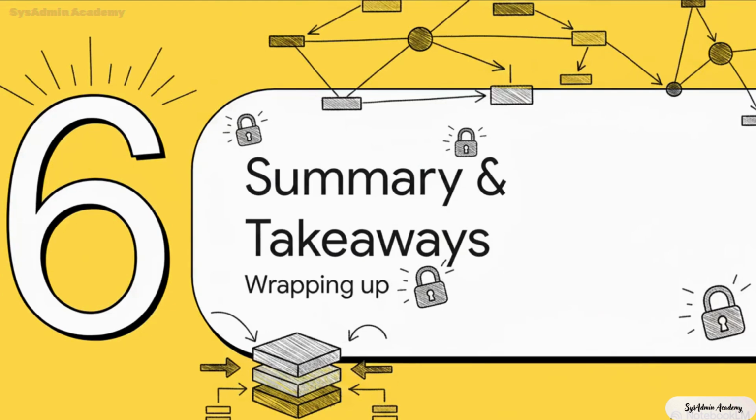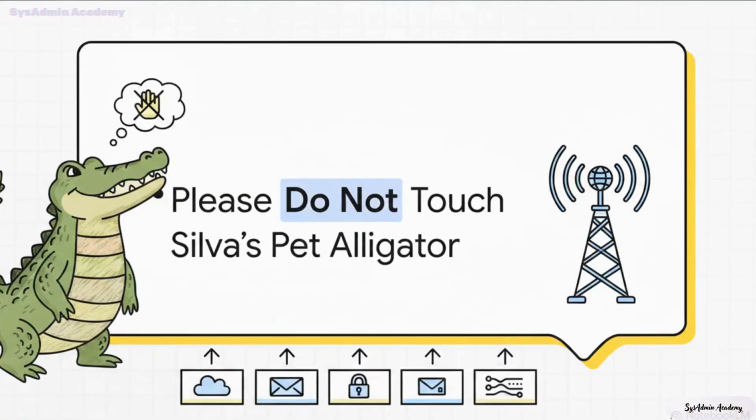Finally, Section 6, Summary and Takeaways. Let's wrap this all up. Our source material actually leaves us with a rather famous and, frankly, pretty fun mnemonic to help anchor these network layers in your memory. Please do not touch Silva's pet alligator. Now, while our specific walkthrough today focused on a 5-layer model, this classic memory hook is used by IT students all over the world to remember the flow of data architectures. It's a great reminder that no matter the specific model you're looking at, layers are always structured sequentially and logically.